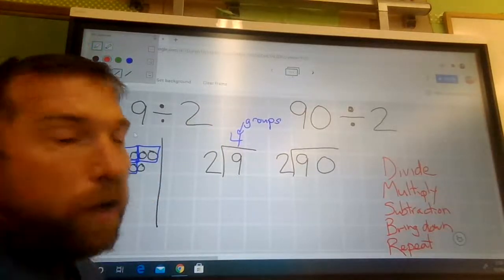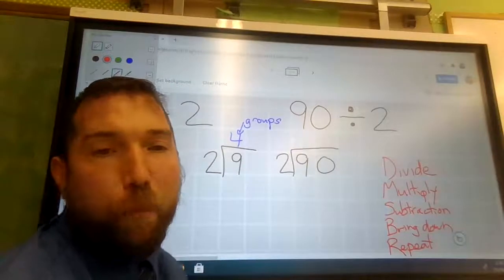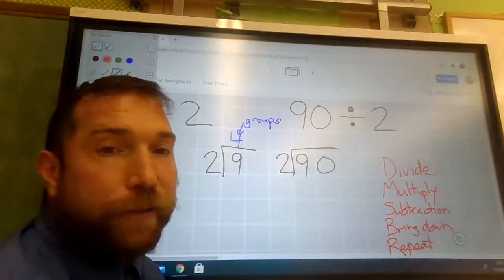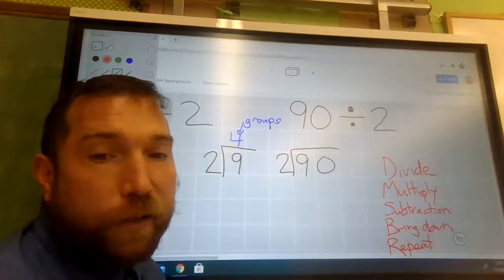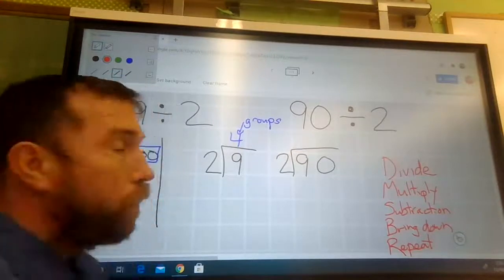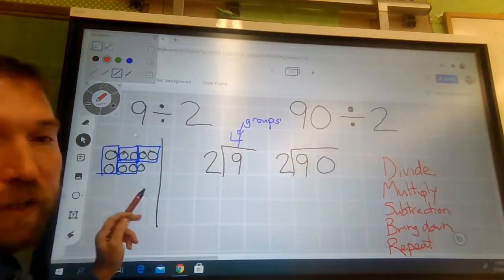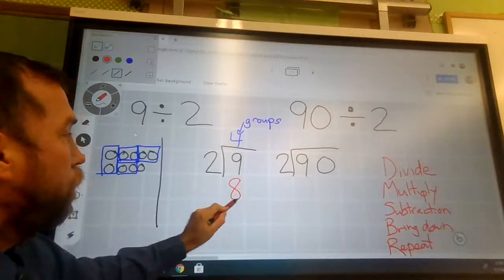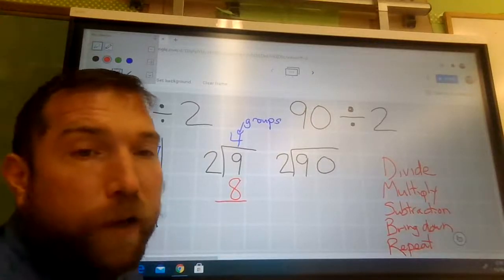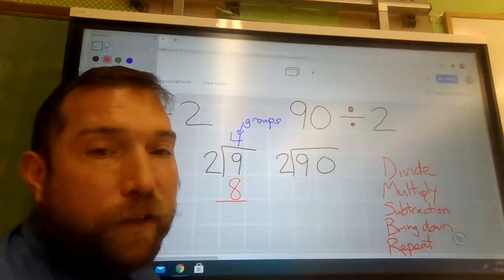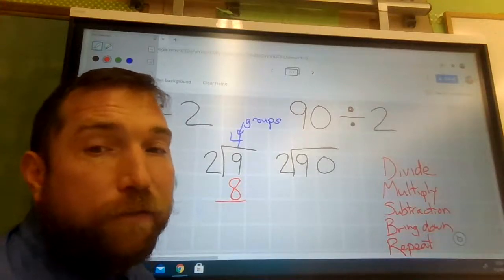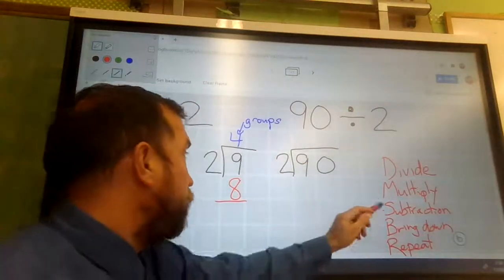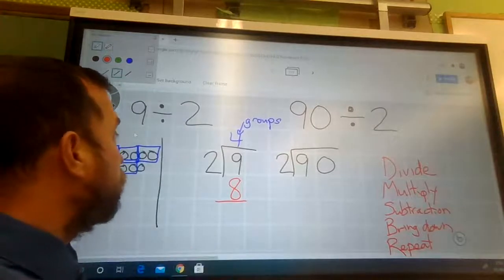Underneath is our multiply. How many of the 9 kids are already on a team? There were 4 teams. There were 2 kids on each team. 4 times 2 is 8. Okay, we've already used 8 of the 9 kids, which brings us to S for subtract.